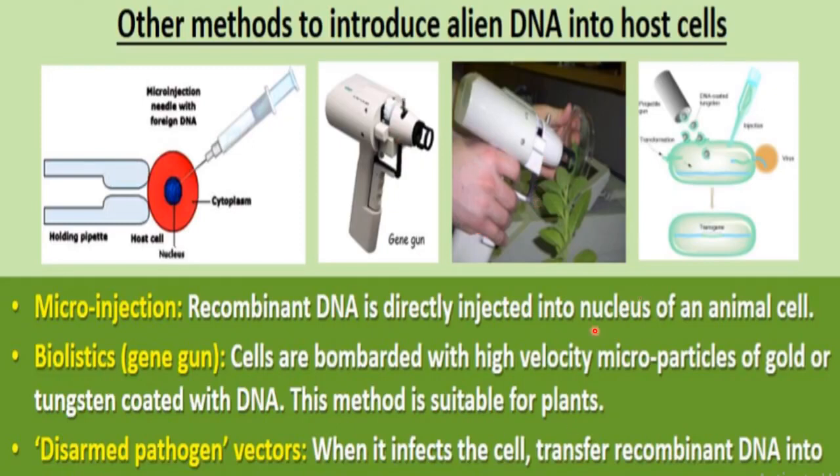Next method which can be used is disarmed pathogen vectors, and by disarmed pathogen we mean the gene in the pathogen which is responsible for causing any disease is removed first, okay, and that pathogen is called disarmed pathogen. The pathogen in which disease causing gene has been removed is called disarmed pathogen. And when these disarmed pathogens infect any host, these will transfer the DNA, okay. So these can be used as vectors.